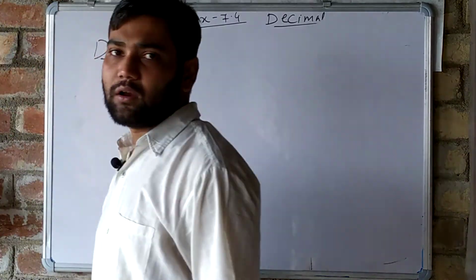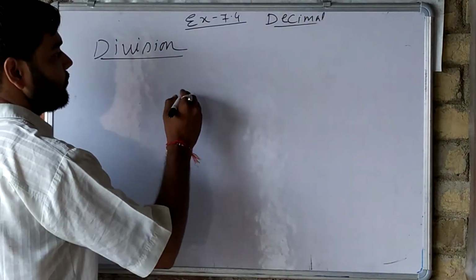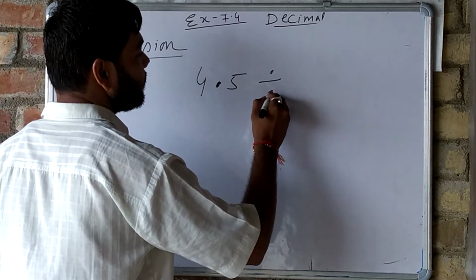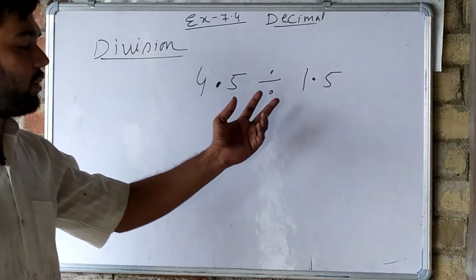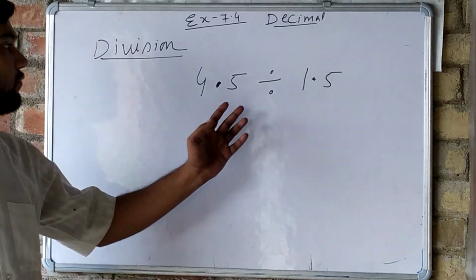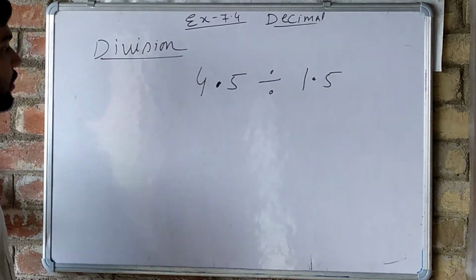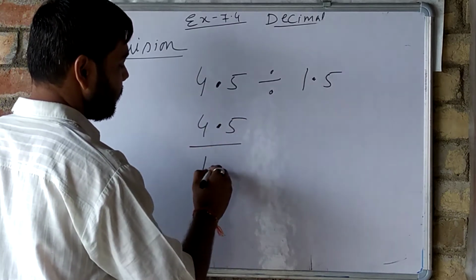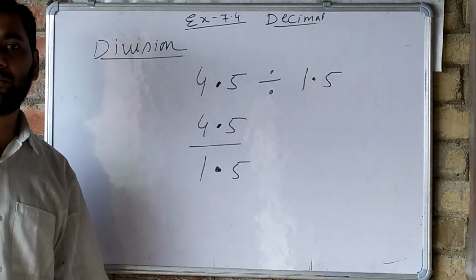Now we will learn division. Suppose we have 4.5 divided by 1.5. So see here what we have to do. We will write it like 4.5 divided by 1.5, 4.5 upon 1.5.